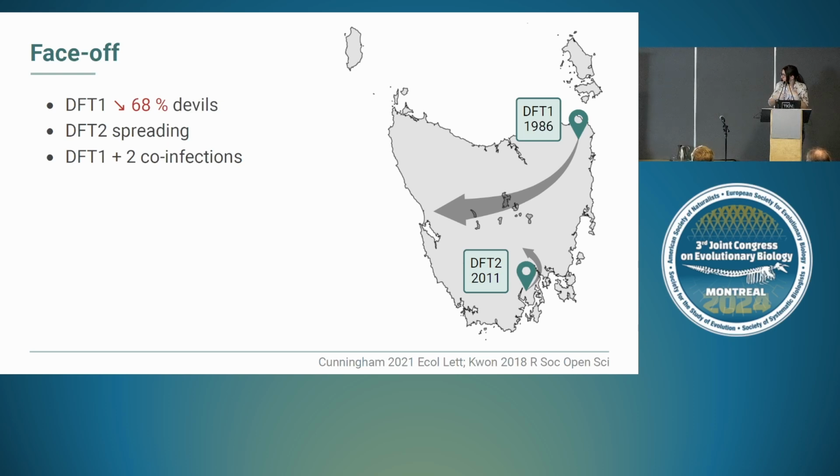So the problem we're having is that this first cancer has caused significant population declines, and we're not quite sure whether the second one would be as dangerous as the first. And on top of that, within the area where DFT2 is present, there have been cases of DFT1 and DFT2 co-infections within a same devil that have been recorded.